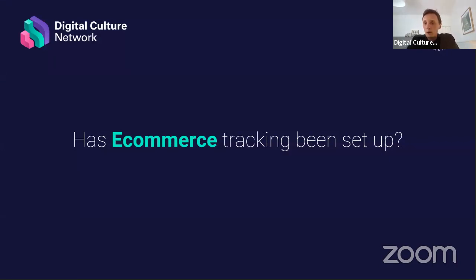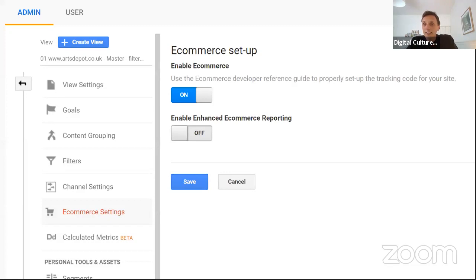Next is, has e-commerce tracking been set up? Now, as I was saying earlier, not all of you will have ticketing systems or shops. You might not be generating revenue in that way, or that's not part of your business model. For those that do, it's really recommended that you switch on e-commerce tracking, because it gives you so much more insight, and I'll show you an example of how powerful it can be in a second. So within analytics, you go to the view in the admin section, you click on e-commerce settings, and you toggle the on switch, and that's all you have to do from the analytics side.